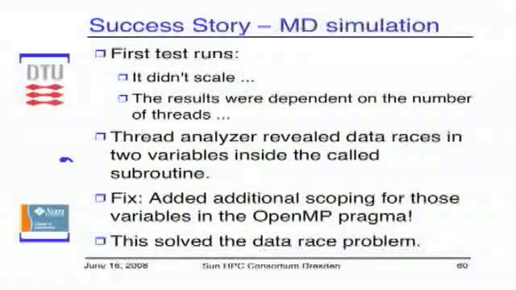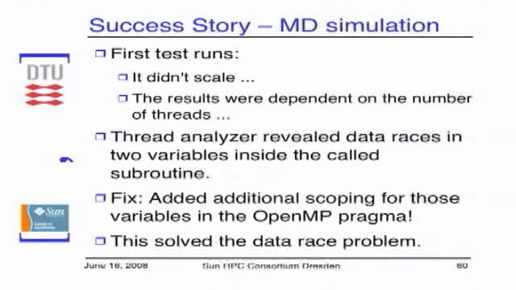Okay, so we gave it a try, and of course we did some test runs. It didn't scale. Okay, we can take a look at this later. Different number of threads, different results. So that's a typical indication of a data race. And I guess some other people would have given up, but we used the Thread Analyzer to find out where the difference came from. And we found two variables inside the subroutine that needed different scoping.